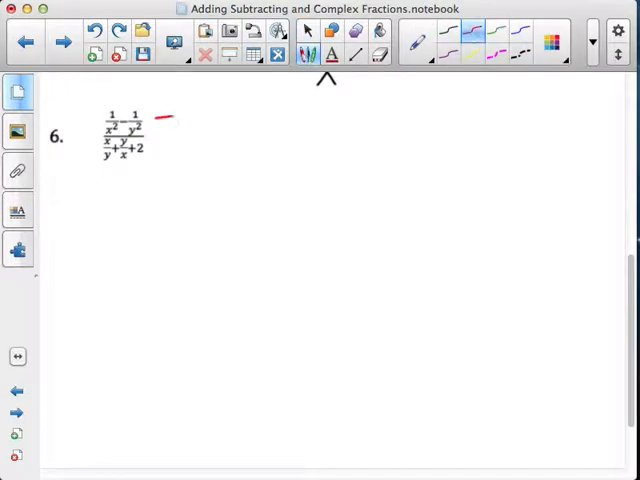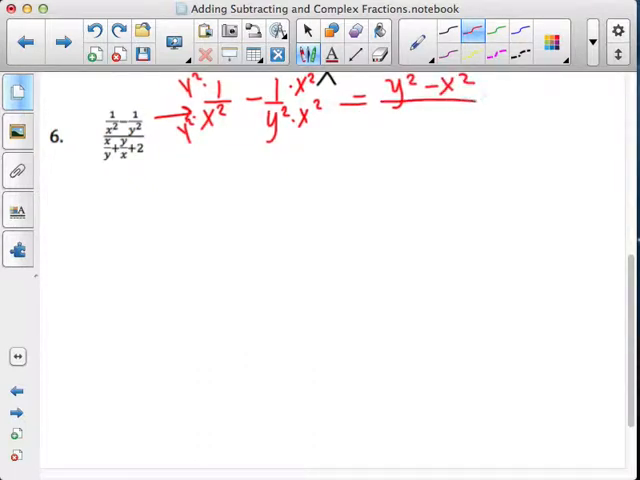The numerator here: I've got 1 over x squared minus 1 over y squared. So I know I have to multiply the right by x squared, and the left by y squared and y squared. That gives me y squared minus x squared all over x squared y squared. It's my common denominator.